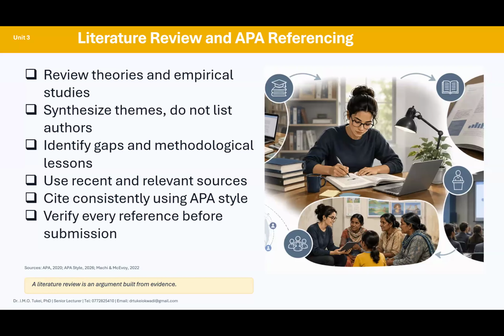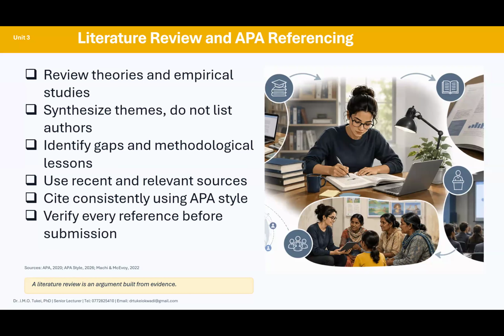Conceptualization defines the theoretical meaning of key concepts. Operationalization explains how they will be observed and measured. APA referencing gives credit, supports academic integrity, and enables readers to trace evidence. Every in-text citation should have a corresponding reference entry, and every reference entry should be cited in the text. Some of you do not do that. You find the reference list is longer than what is cited, or what is cited is not in the reference list.